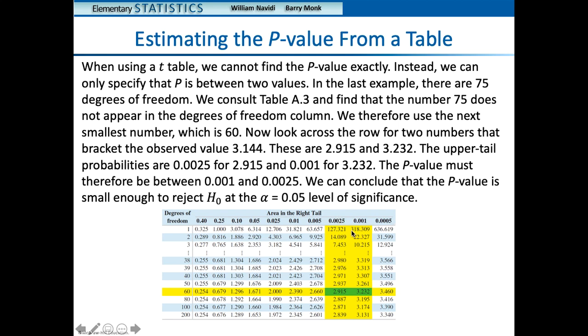So even though the chart does not allow us to determine the exact p-value, it does allow us to narrow it down to the point that we can still conclude the test, because we can still conclude that the p-value is smaller than 0.05. So we can conclude that the p-value is small enough to reject the null hypothesis at the 0.05 level of significance. So that is how the chart works for at least narrowing down the possibilities for what the p-value is.